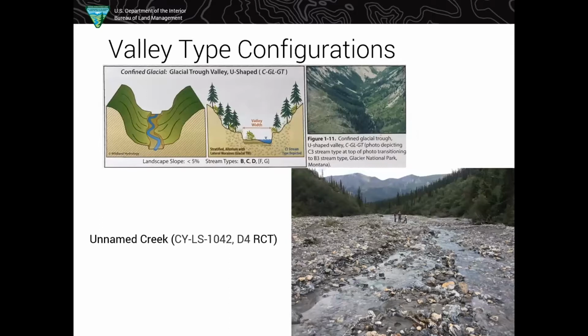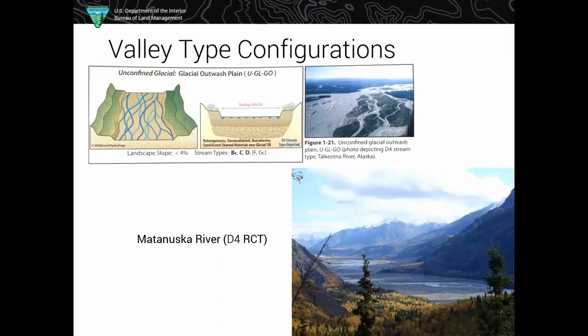Confined glacial trough valleys are also common. And I think most people, when you think of glacial valleys, you think of these braid plains, glacial outwash plains, where you see these D channel types or braided channel types. So another thing to remember, though, is that you can also see single thread B and C channel types in a stable configuration in these types of valleys. This is an unnamed stream located in the Brooks Range.